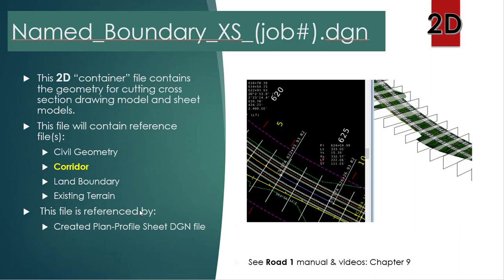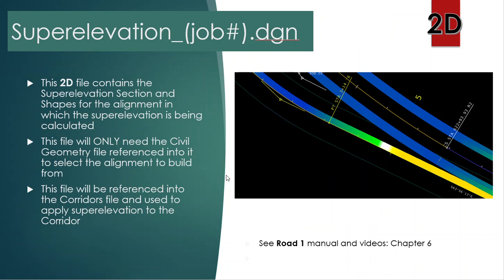Nope, that is wrong. This is referenced by the models of each one, so that's all that is. That needs to be fixed. So see Road 1 manual and videos for Chapter 9.